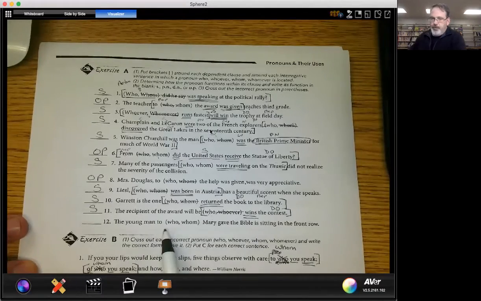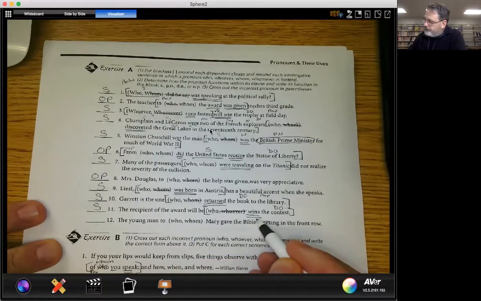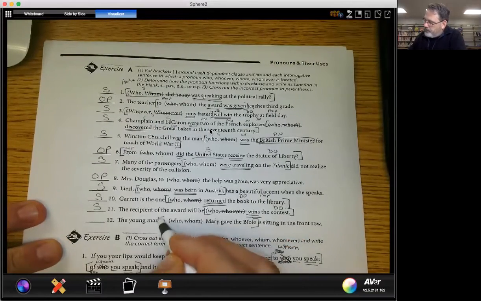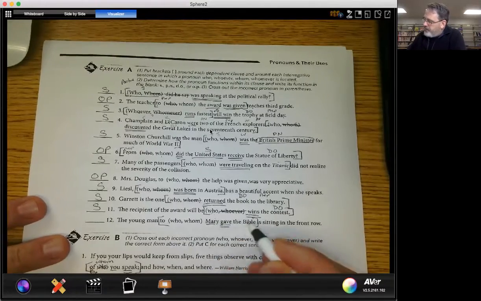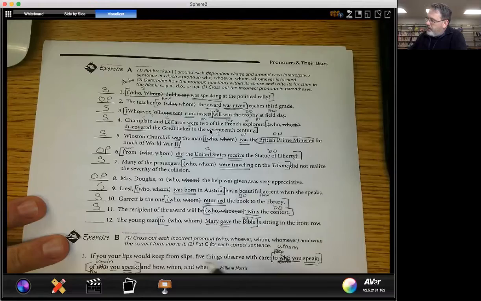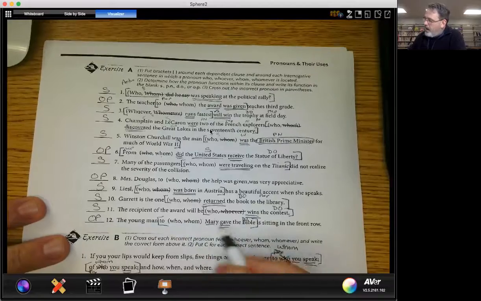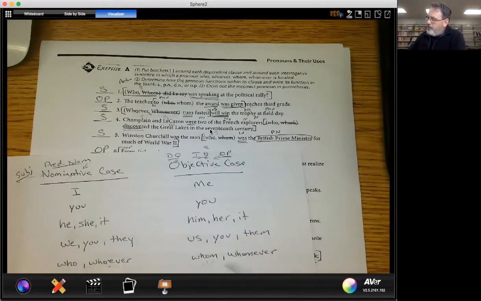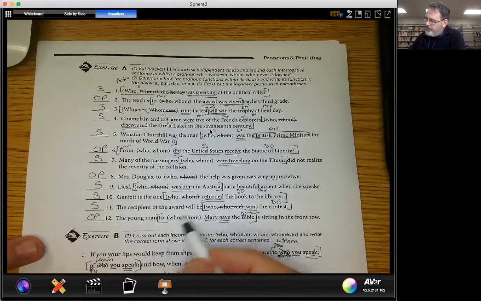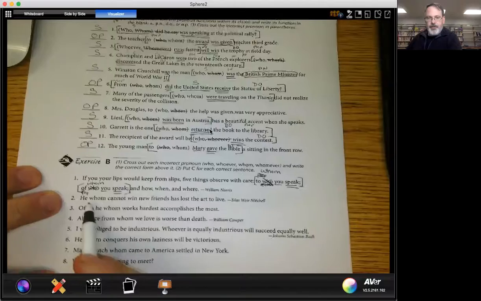And then the last one in this exercise, the young man to whom Mary gave the Bible is sitting in the front row. Well, that's our clause. Mary's the subject, gave is the verb, Bible is the direct object of the clause. So that means that this is a prepositional phrase. That's a preposition. This is the object of the preposition. Objects of prepositions have to be objective case, right? Whom, whomever is objective case. So cross out who.